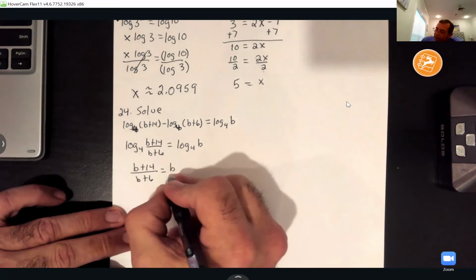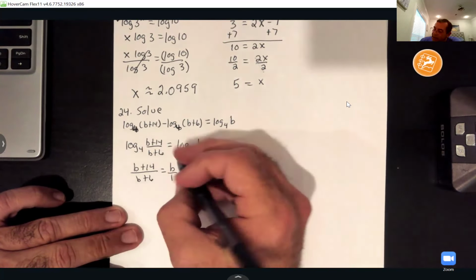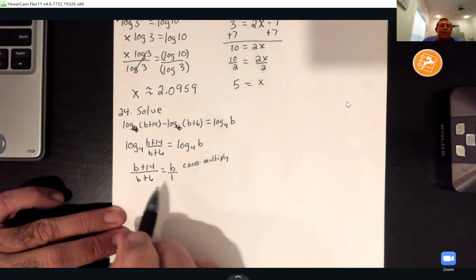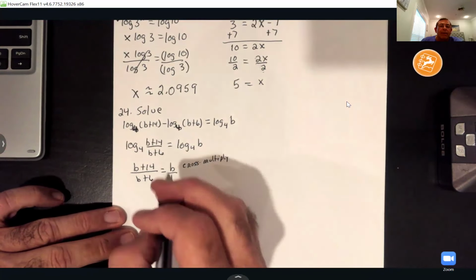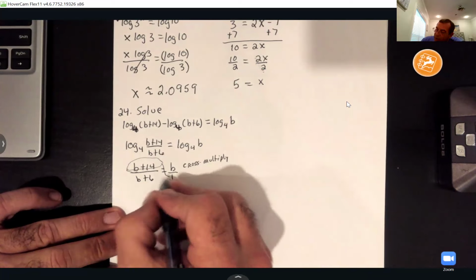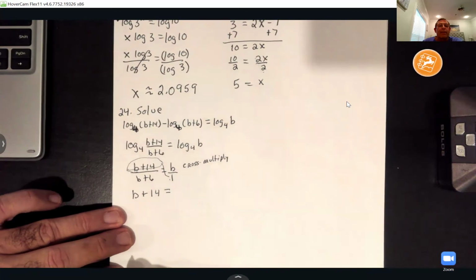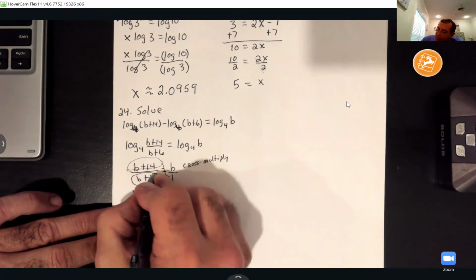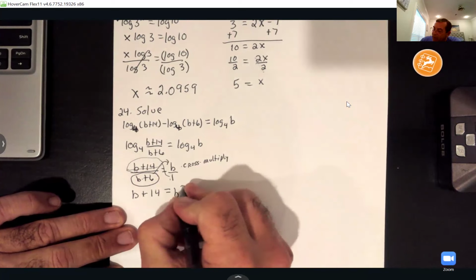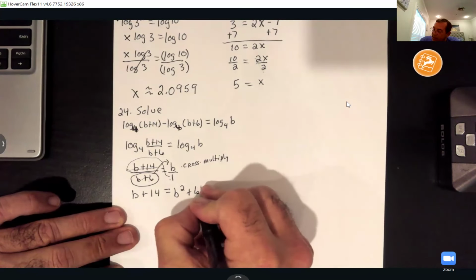Hey, y'all, so I'm going to put a 1 under this just to make the b look like a fraction. Because remember, to solve this, I'm going to cross multiply. That's why we gave you all that support on cross multiplying, okay? So this top b plus 14 multiplies by 1. So 1 times b is b plus 1 times 14 is 14. This bottom, both of those, multiply by that top. So b times b is b squared plus 6 times b is a positive 6b.